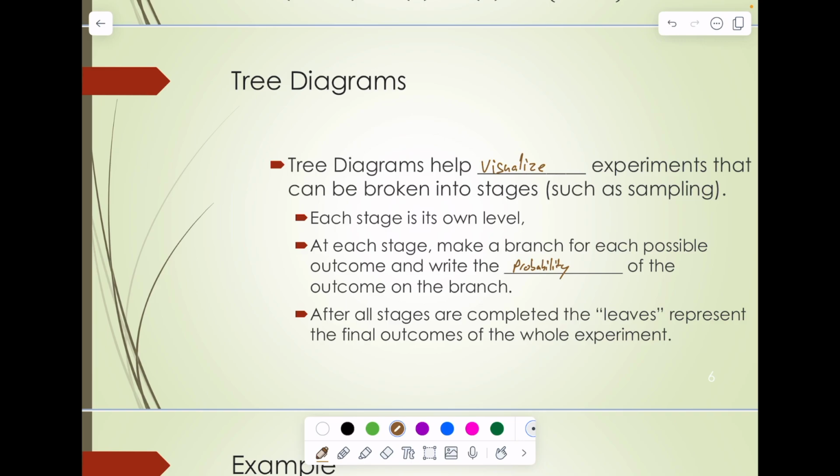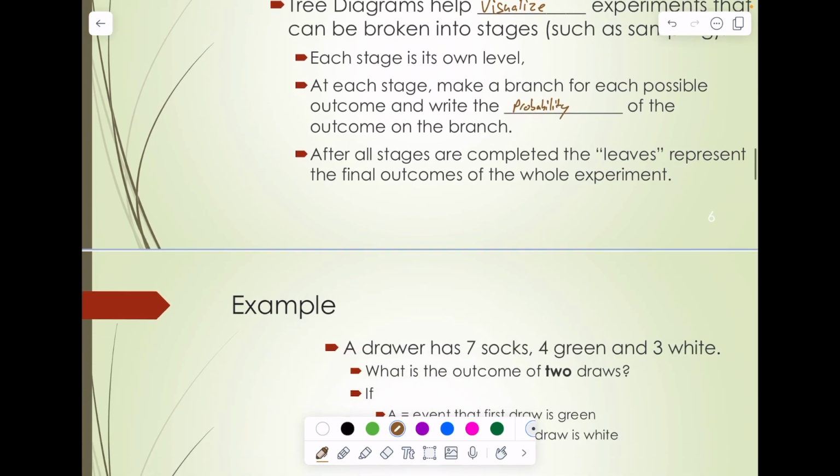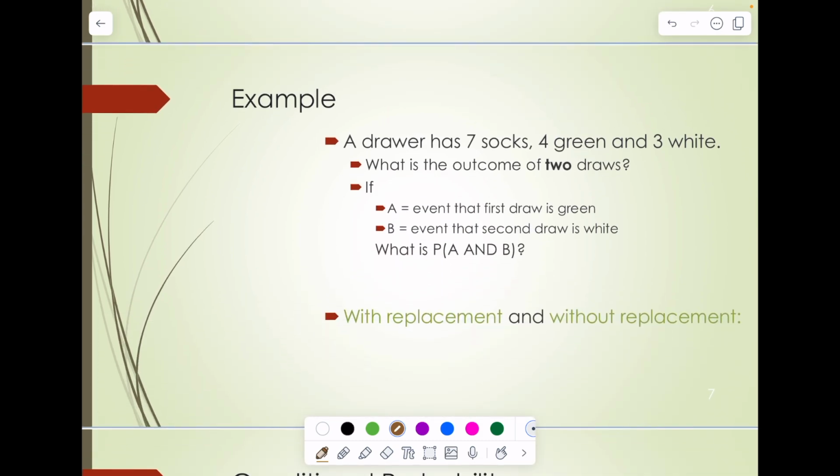Okay, so this is best understood by an example. So let's go ahead and take a look at the example. A drawer has 7 socks, 4 are green and 3 are white. What is the outcome of 2 draws? So the experiment here, we're sampling from a drawer of socks, right? We're just picking out 2 socks, and we want to know what the total outcomes are.